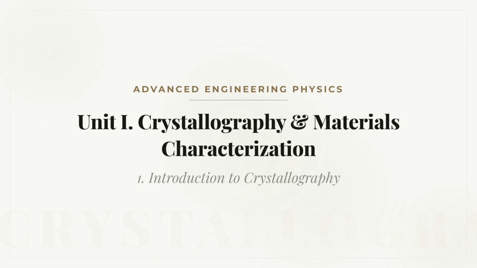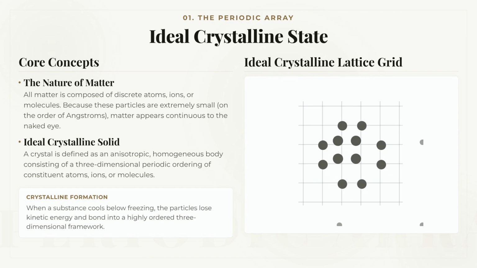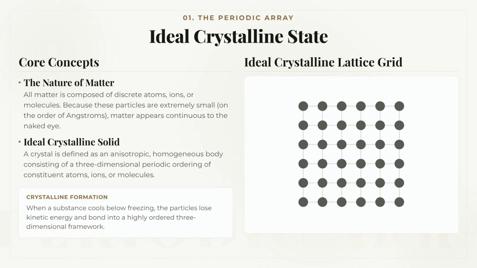Advanced Engineering Physics. Unit 1. Crystallography and Materials Characterization. Introduction to crystallography. Matter is made up of atoms, ions, or molecules. These particles are extremely small, so matter appears continuous to the naked eye. But at the microscopic level, it has a definite structure.